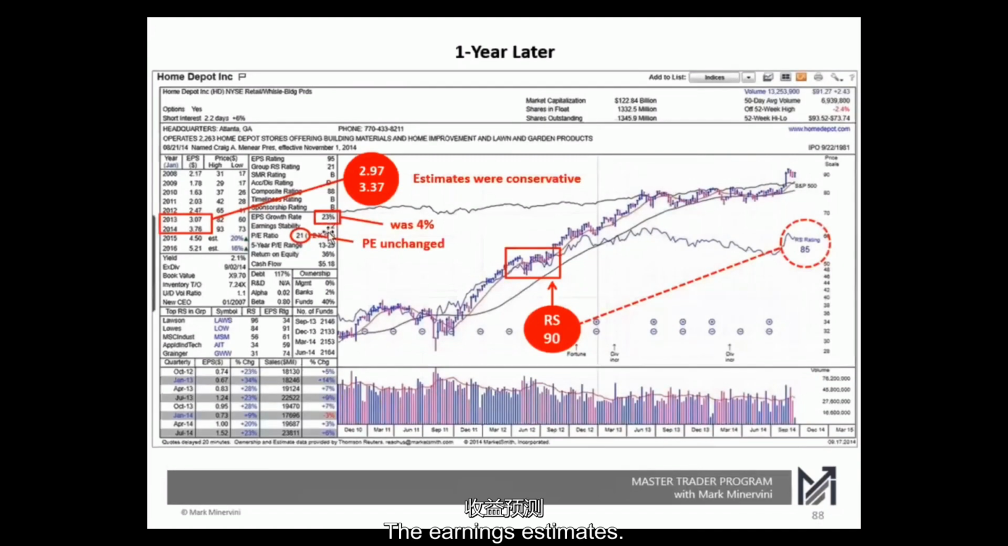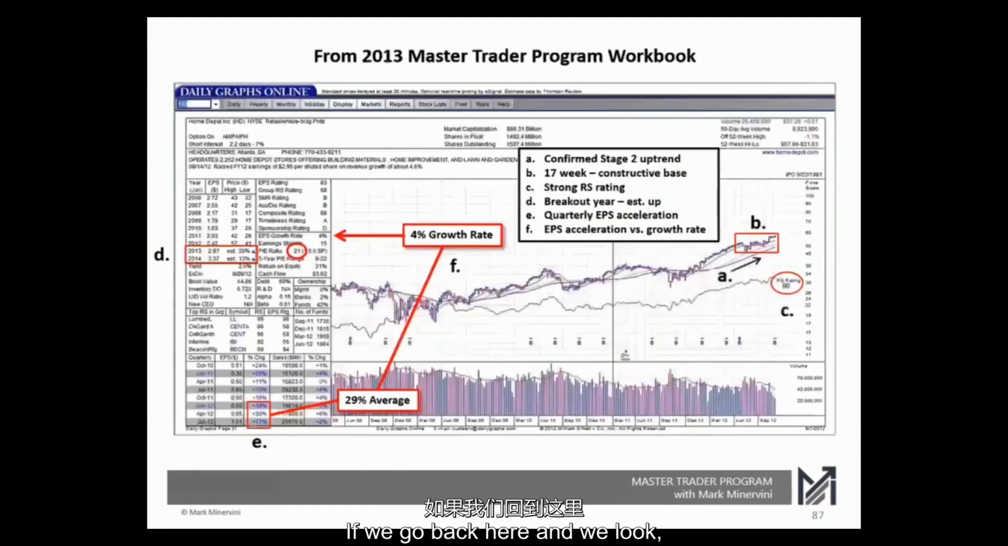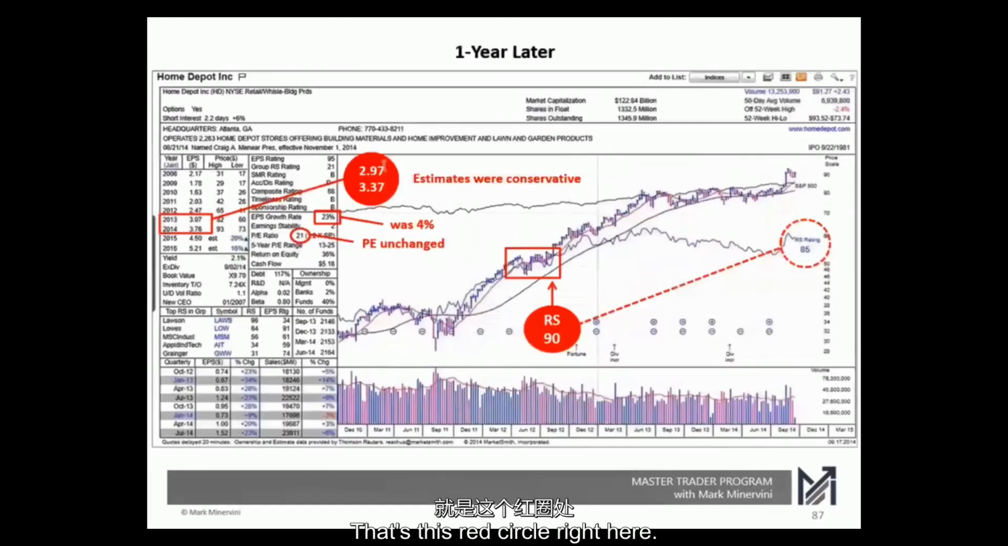The earnings estimates, if we go back here and we look, there were 297 and 337, right? That's this red circle right here. 297, 337. A year earlier, those were the estimates. Look what actually came out. 307, 376 in 2014. See, they were not only off, but the further out you go, the more off they were. The analyst estimates were conservative.